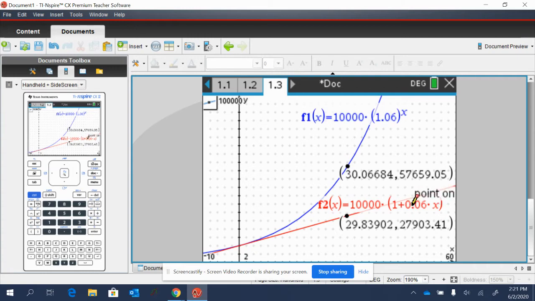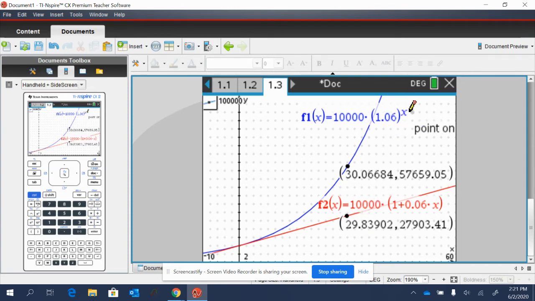Notice X is next to the 0.06 and multiply. This is linear. What you've got is your y-intercept is 10,000, and then you have a growth of 0.06 per year. 0.06 times the number of years, times the 10,000, on the 10,000.